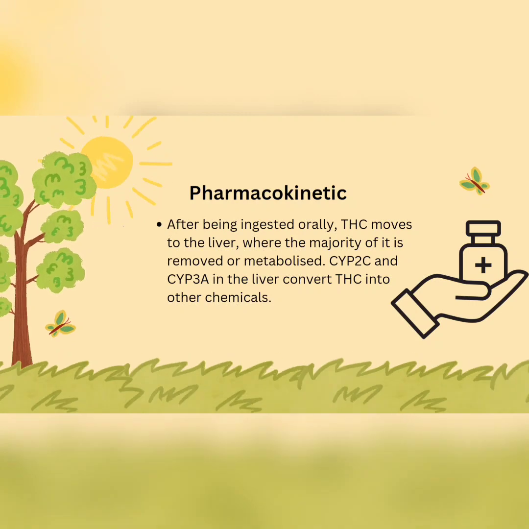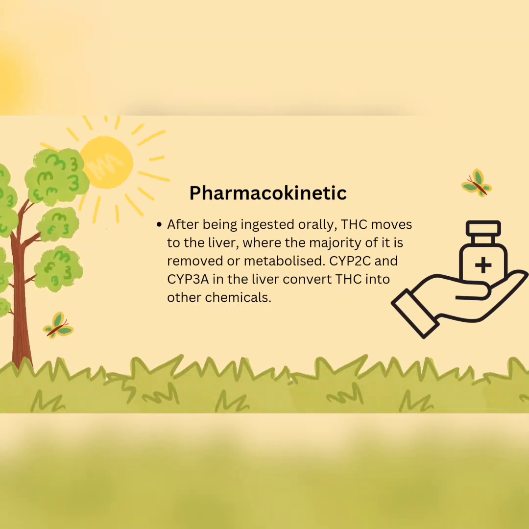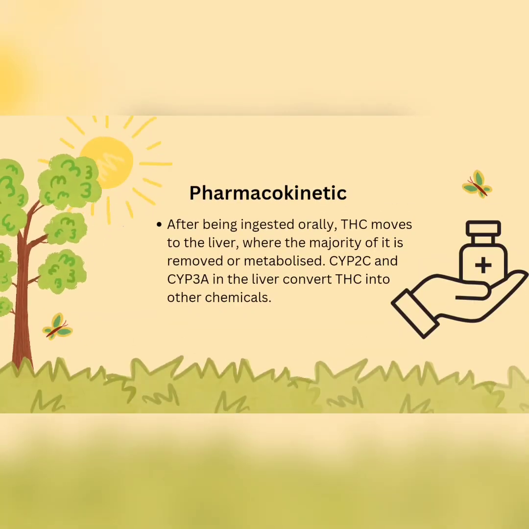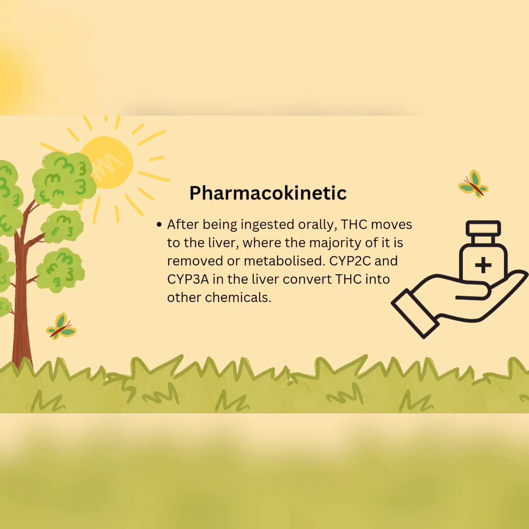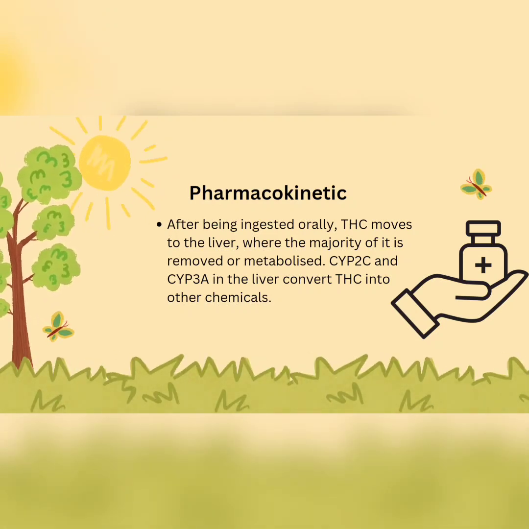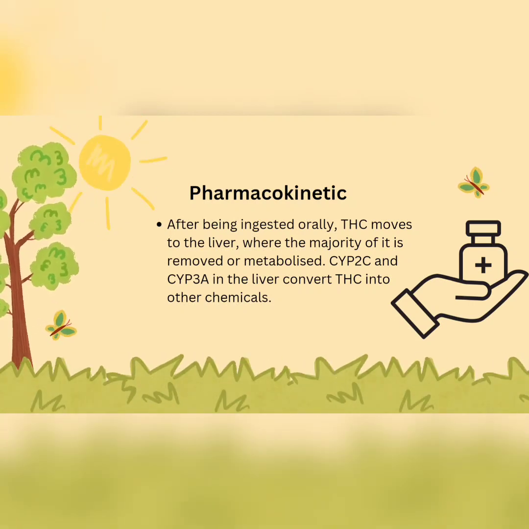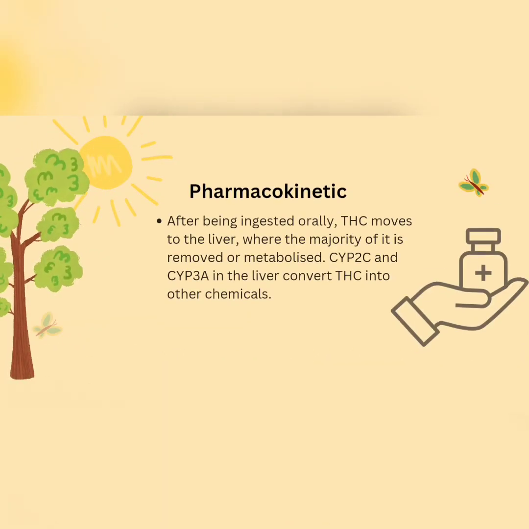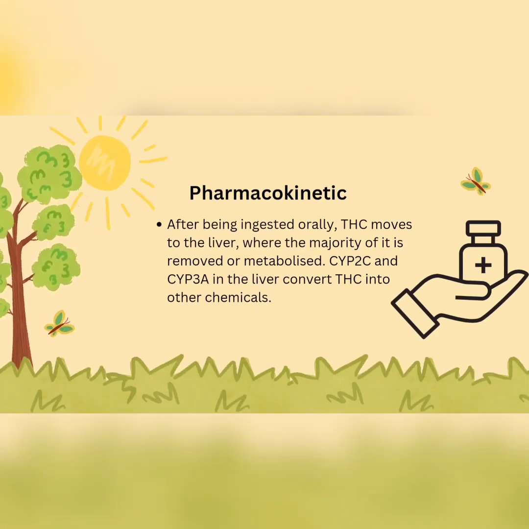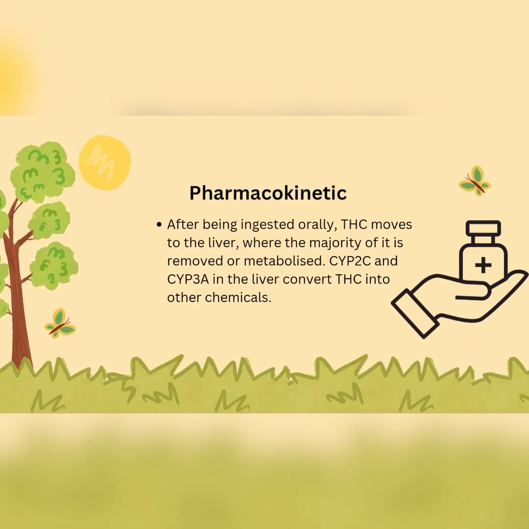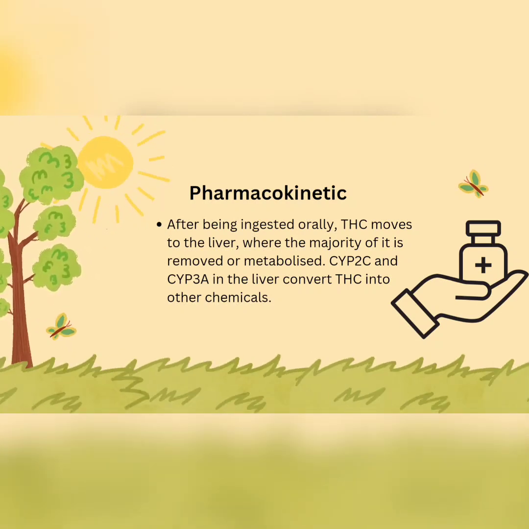Cannabis is basically taken in two ways. The first one is orally, and the second one is by inhalation. If we take it orally, it will be metabolized by the liver, and then it will be excreted through urine and feces. If we take it by inhalation, then it will go directly into our systemic circulation, and it will be excreted through urine. So these are the basic pharmacokinetics of cannabis.